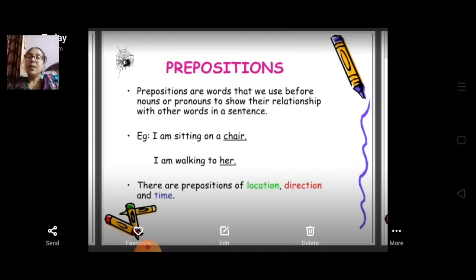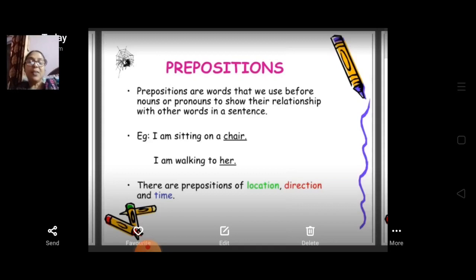And the second one is, I am walking to her. There are prepositions of location, direction and time. Now here you can see in the first example, I am sitting on a chair. Where am I sitting? I am sitting on a chair. So that is showing you a location. I am walking to her. It means you are walking to her, you are going near to that particular person. So it shows your direction.